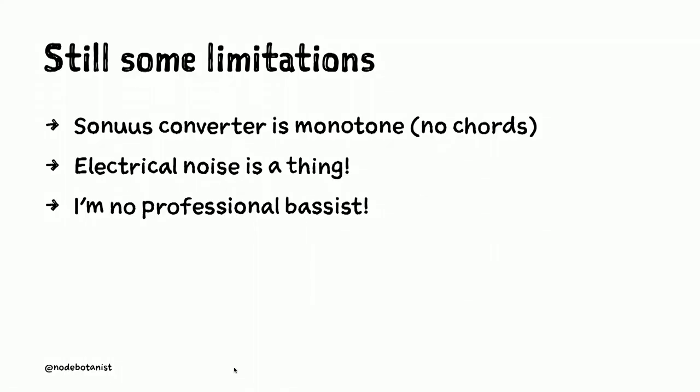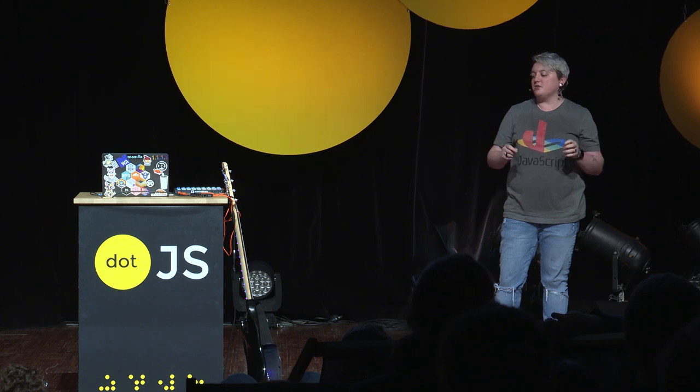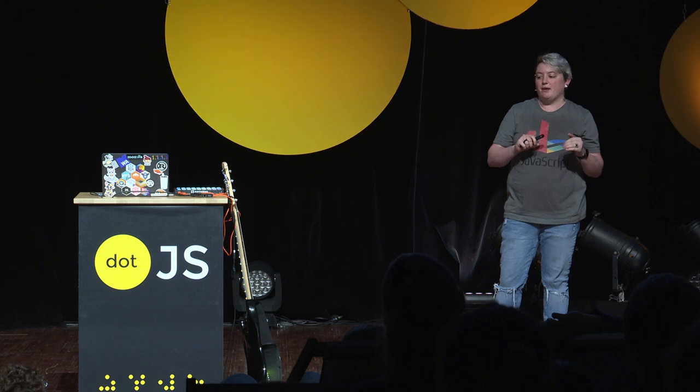One of the reasons I'm using a bass and not a guitar is I love the bass. The other reason is the Sonus is monochromatic, so it only detects one note at a time. If you play multiple notes, it kind of tries to average them out as far as I can tell, and that can cause some really weird patterns. So it doesn't do chords.